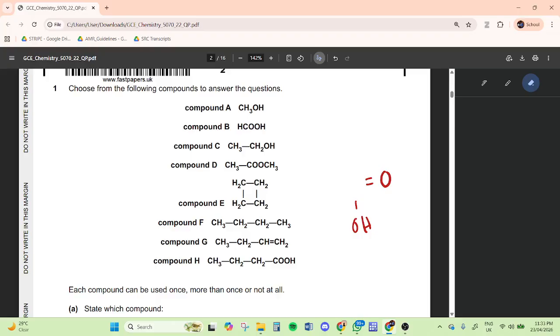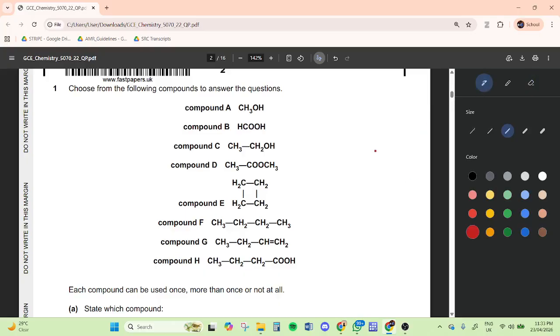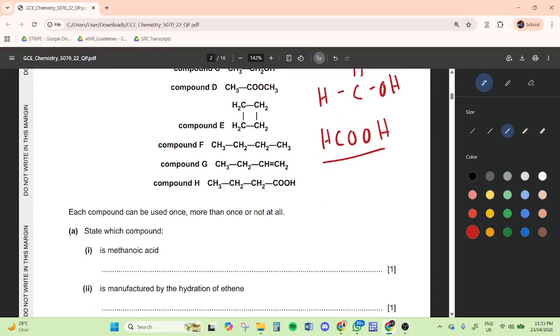So if you visualize it sort of like this, where you've got your H over here, you got your C, your O over here, and then your OH. So if you write that down, it sort of looks like HCOOH. So which one of these corresponds to that? It's compound B. So very simple. You write down compound B over here. Not to be confused with compound V.